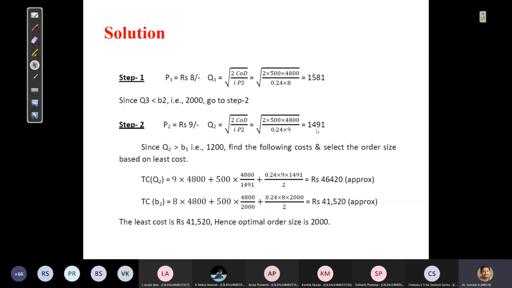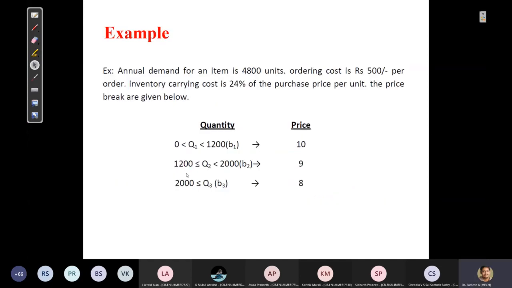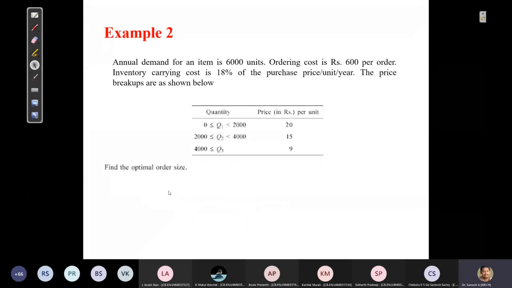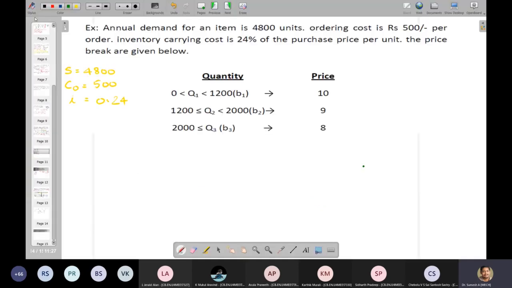For the safer side, if you like, you can calculate the 1200 condition also and compare. This is how we are calculating it. This we have already solved. Is that clear? If you solve here, you will get the third price band as recommendable. Correct? Yes, sir. I hope the ideas are clear.